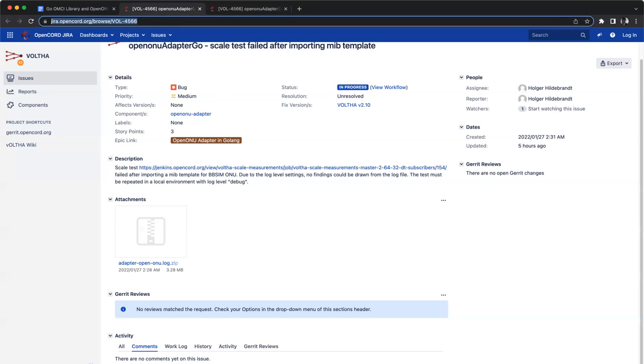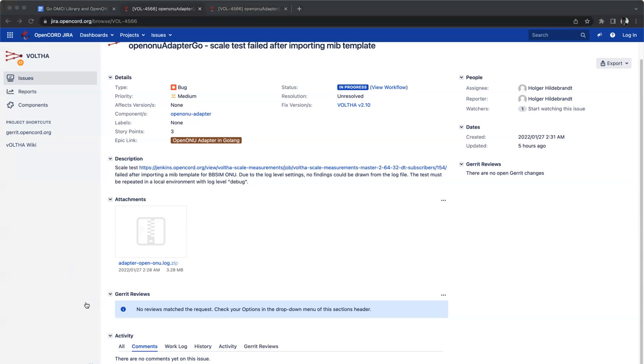Actually, I think the main problem is that due to the present MIB template, we have all these requests at once. If you don't have the MIB template, then the requests will be stretched over time. Right. Yeah. So let's see. Perhaps we see more in the next run.